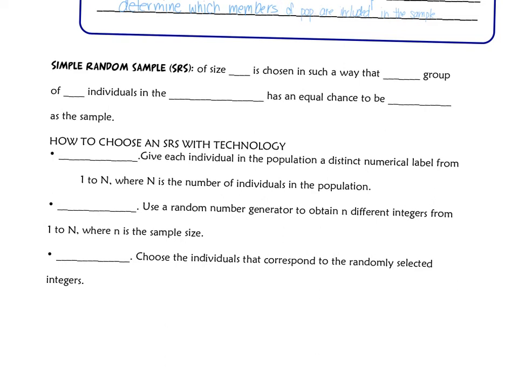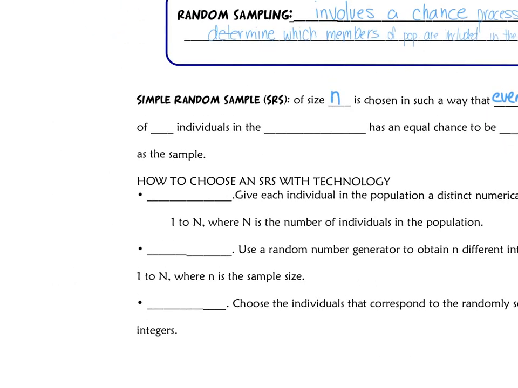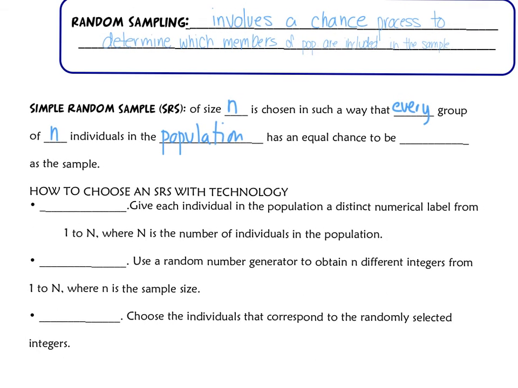Okay, so a simple random sample, SRS, of size n, lowercase n when we have a sample size, is chosen in such a way that every group of n individuals in the population has an equal chance to be selected as the sample.